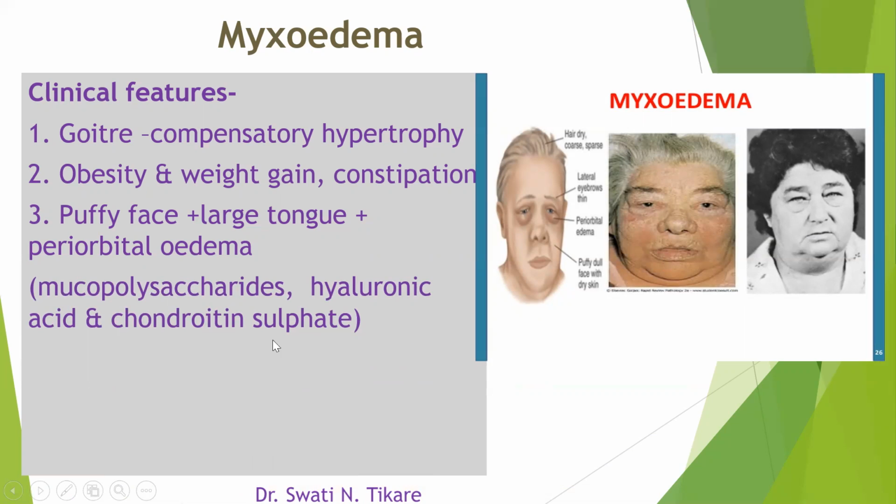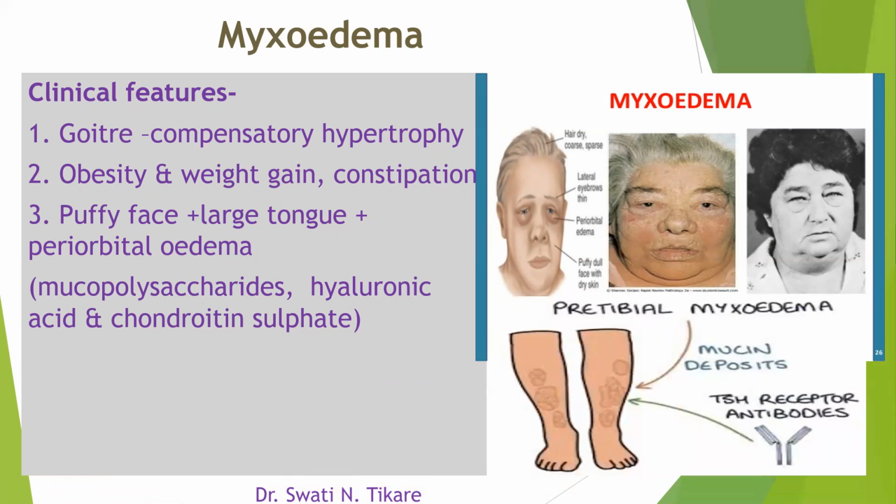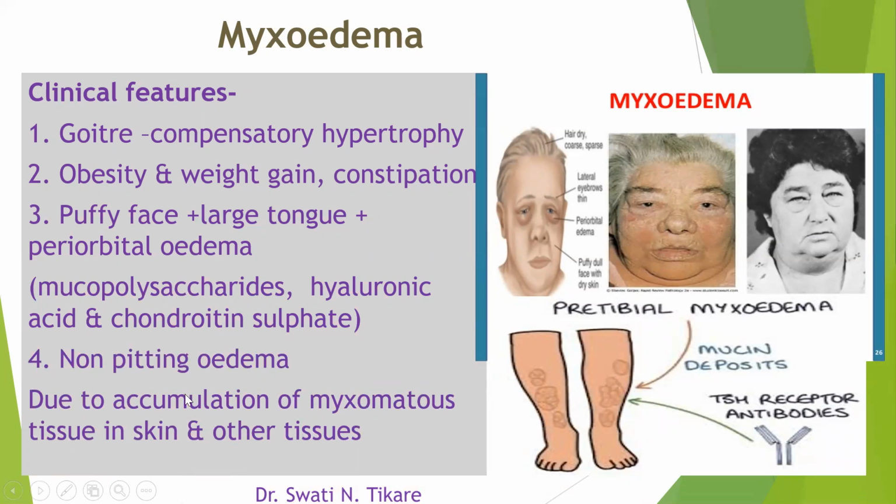So these are all the substances which are accumulated there: mucopolysaccharides, hyaluronic acid, and chondroitin sulfate. A similar accumulation also happens around the tibial bone. Okay, what we call pre-tibial myxedema or tibial accumulation. Okay, so there is mucin deposit here. So this, if we examine, we find it as a non-pitting edema.